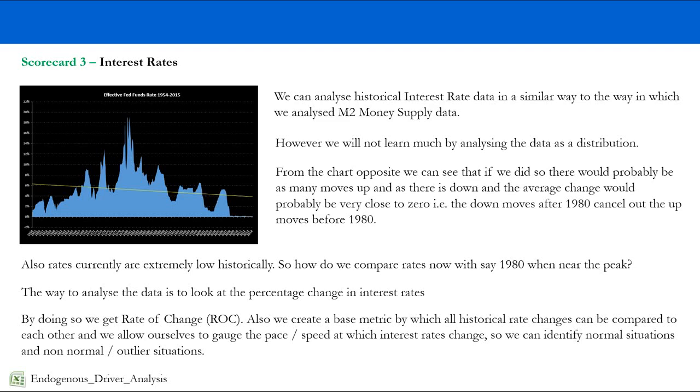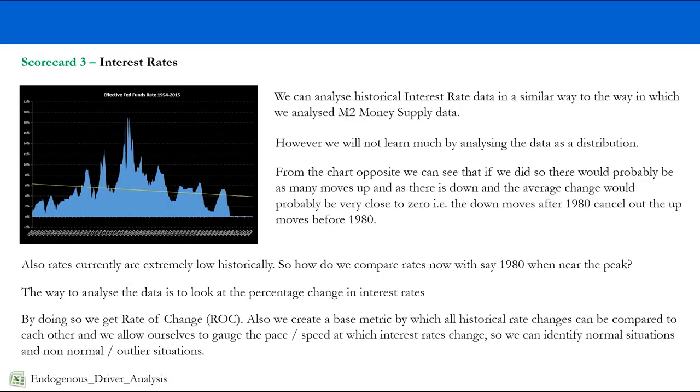So by analyzing the data as a distribution, we'd probably just end up with as many moves up as there are down, and the average change would be very close to zero. The down moves after 1980 would basically just cancel out the up moves before 1980. And also, interest rates in the recent history are currently at extremely low historical levels. So how do we compare rates now with, say, 1980 when they were near their peak?